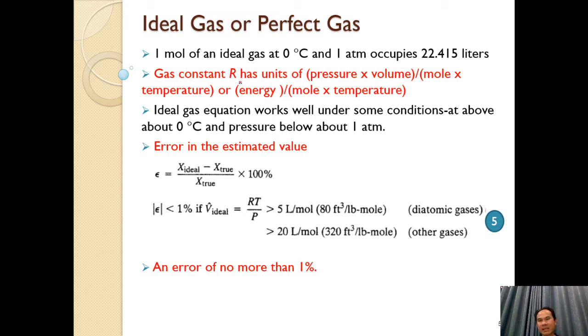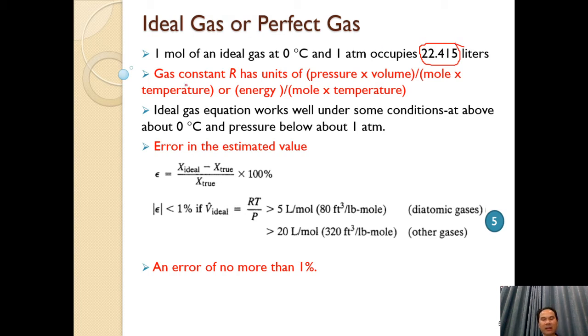One mole of an ideal gas at 0 degrees Celsius and 1 atm occupies 22.415 liters. We call it the standard state condition. The standard state condition means gas at 0 degrees Celsius, 1 atm, and 22.415 liters. This is the standard volume.